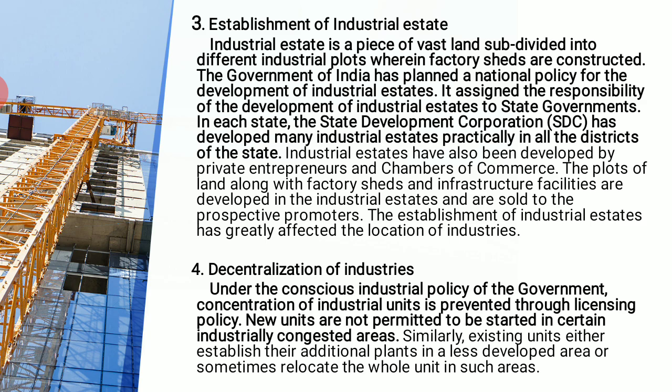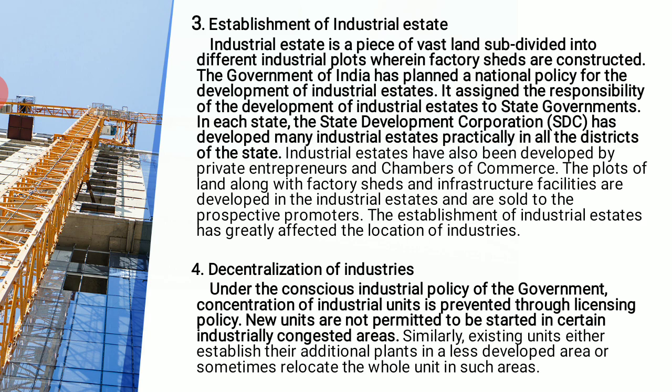Under the conscious industrial policy of the government, concentration of industrial units is prevented through licensing policy. New units are not permitted to be started in certain industrially congested areas. Similarly, existing units either establish their additional plants in a less developed area or sometimes relocate the whole unit in such an area. This is what is called decentralization. Centralization means getting it together at one place, and decentralized means distributing it.